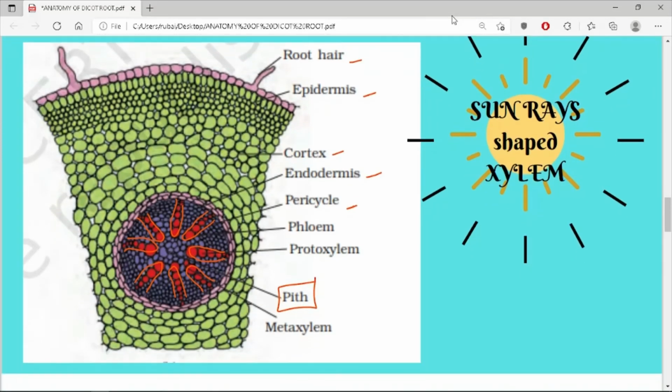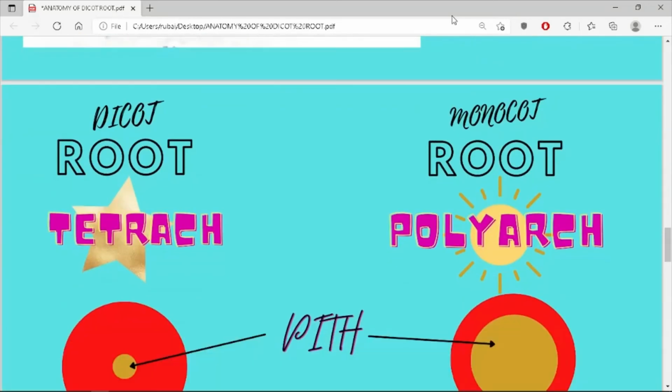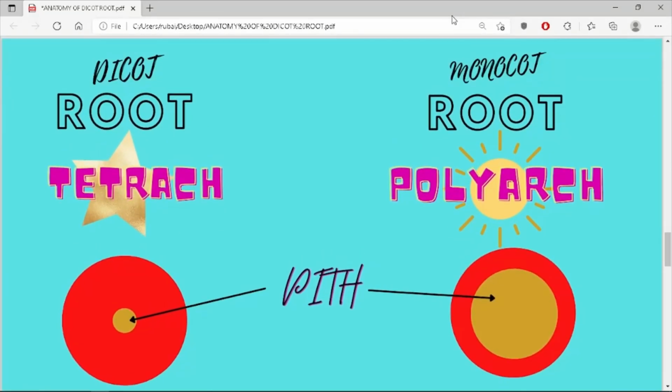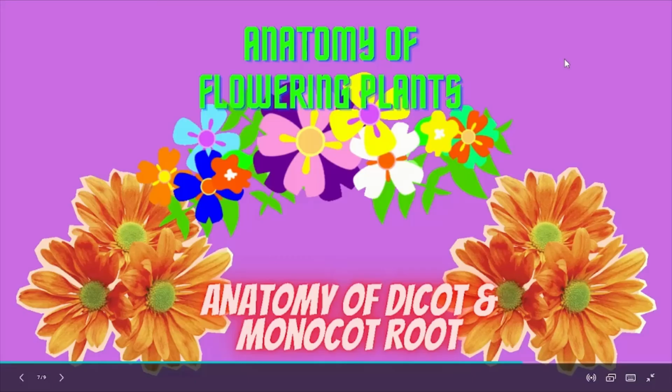Now let's quickly revise the differences between the dicot root and the monocot root. The dicot root has 2 to 4 xylem bundles called a tetrarch arrangement, giving it a star-shaped appearance, while the monocots on the other hand have a polyarch arrangement with at least 6 xylem bundles present. The pith in the dicot roots is small, while that of monocot roots is large and conspicuous.